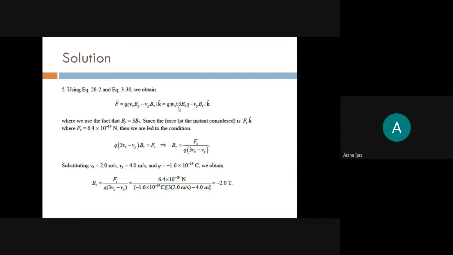So what you will do, you will just compare the coefficients: compare the coefficients of i, of j, and of k. Obviously, the force is just in k, so you will just compare the coefficients of k, and you will have the equation. Since you have just one unknown, you will have one equation. So just simplify it and you will be able to calculate Bx. That will be minus 2 tesla. So do it at your home. I will ask it tomorrow in the online session, inshallah.